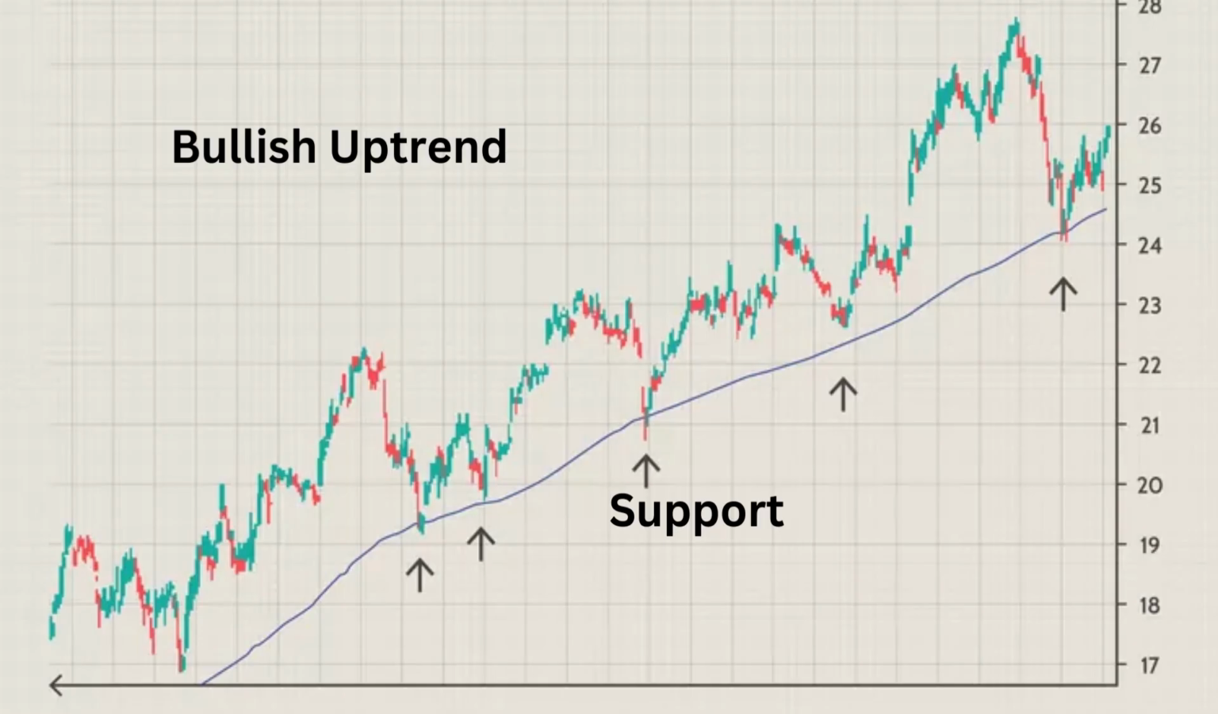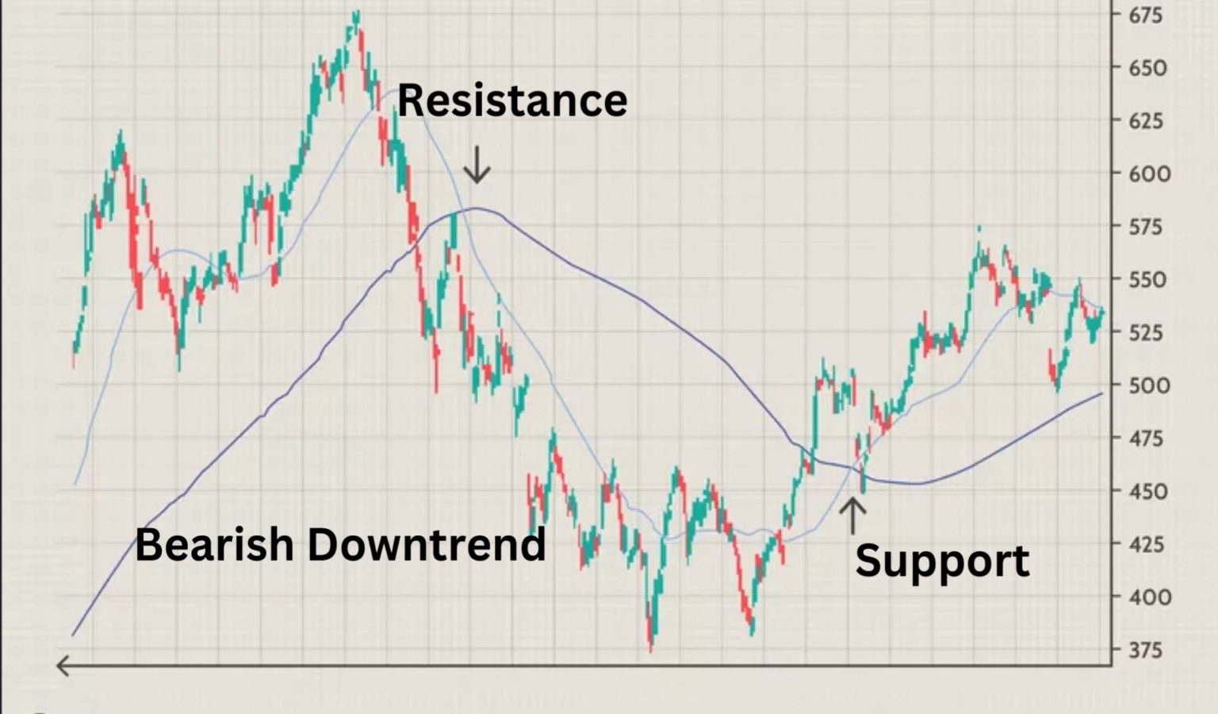So why should you care about moving averages? Well, for starters, moving averages can help you to identify trends in a stock's price action. If the stock is trading above its moving average, it's generally considered to be in an uptrend or bullish. On the other hand, if the stock is trading below its moving average, it's generally considered to be in a downtrend or bearish.